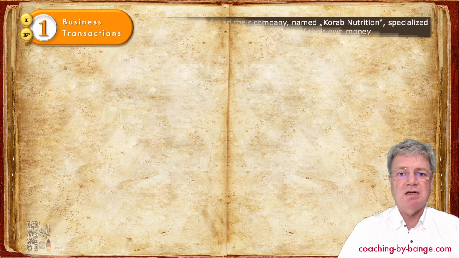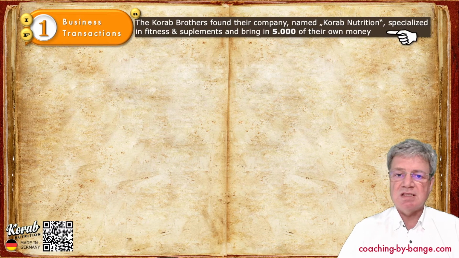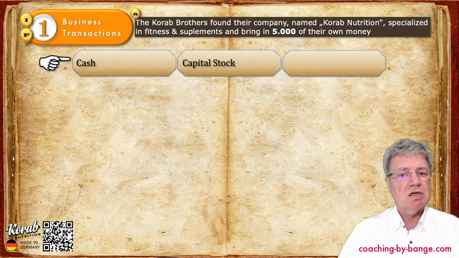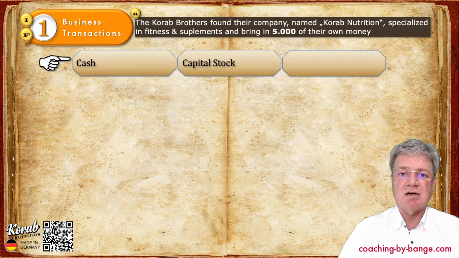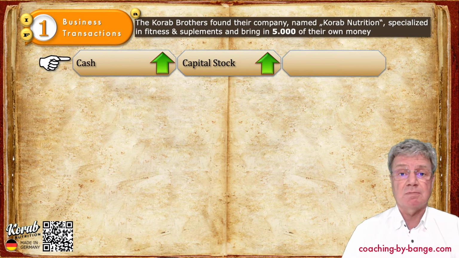The first thing we have to analyze in our transaction is what accounts are involved. In this case, we are having cash and capital stock. Second step, is this account increasing or decreasing? Well, cash is increasing, we are receiving it, and capital stock is also increasing because we are borrowing it from the owners. So basically the liability towards the owners is increasing.